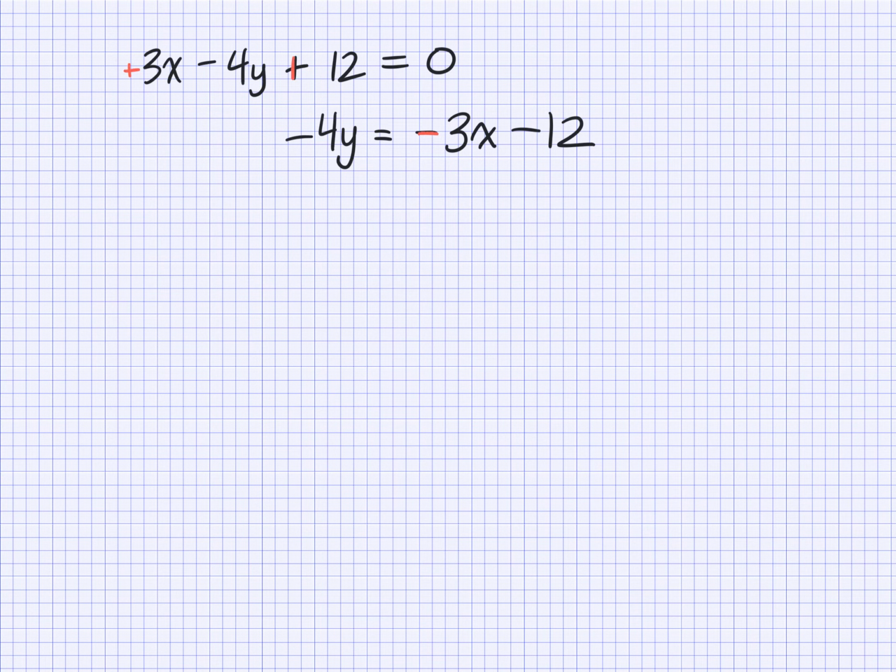On the left side, this was a positive 3x, it becomes a negative. On the left side, this was a positive 12, it becomes a negative. And I keep this as is. I don't change anything. Now what? Divide by 4 or divide by negative 4. Divide everything by negative 4 so that I can get the y as a positive. So y equals, leave it as a fraction. A negative and a negative becomes positive 3 over 4x.